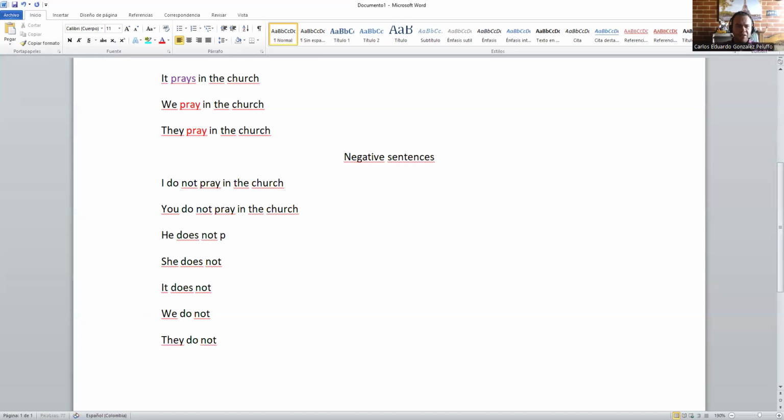He does not pray in the church. She does not pray in the church. It does not pray in the church. We do not pray in the church. And they do not pray in the church.